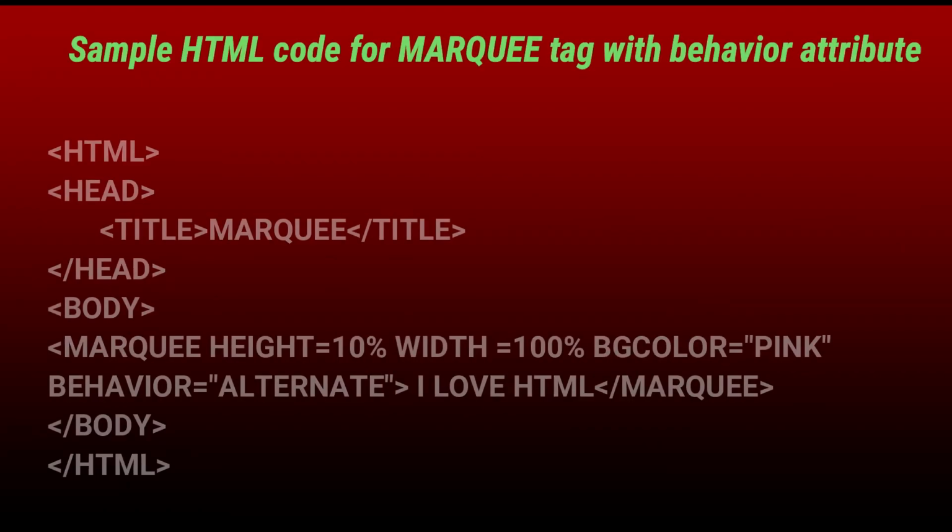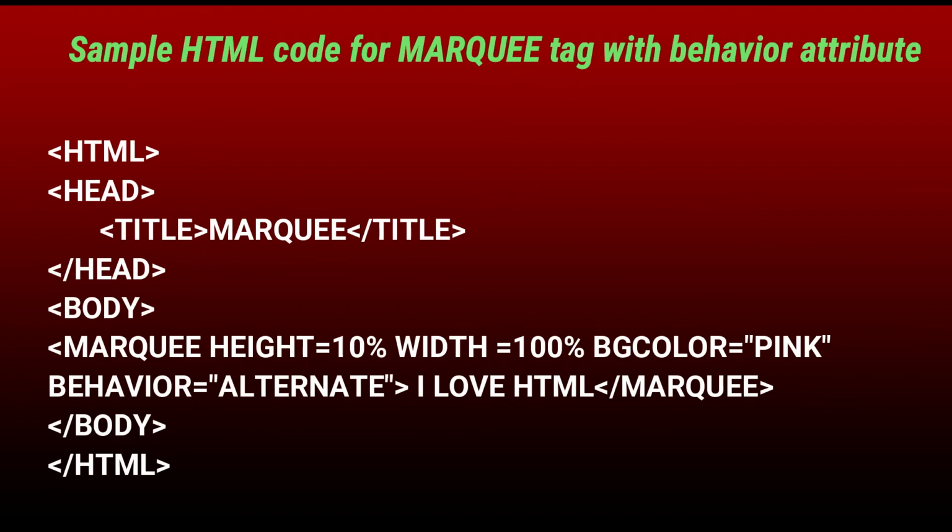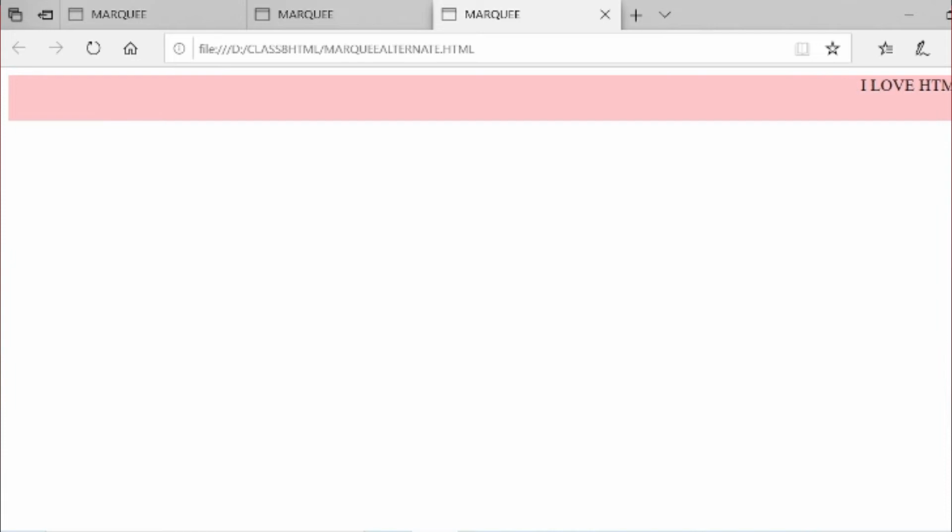Similarly, it is similar to the previous code, but here I have just added the behavior as alternate. That is the difference and nothing else. So if you look at the output of this one, you will see that the text moves from one corner to the other corner and bounces back, from right to left and from left to right and right to left. It does not go inside like the previous one. That is the only difference and nothing else.